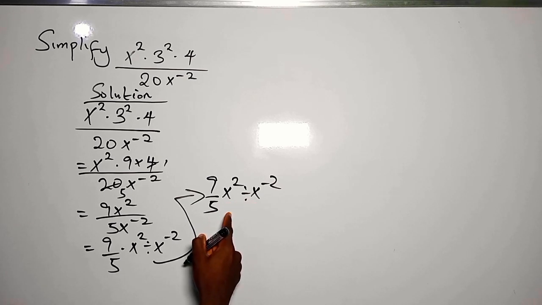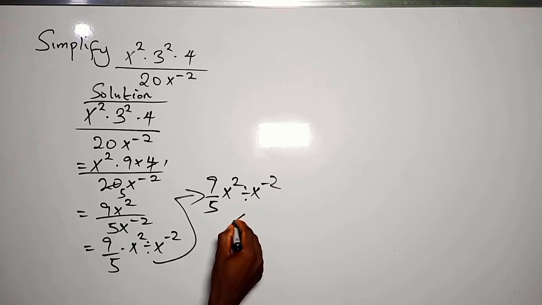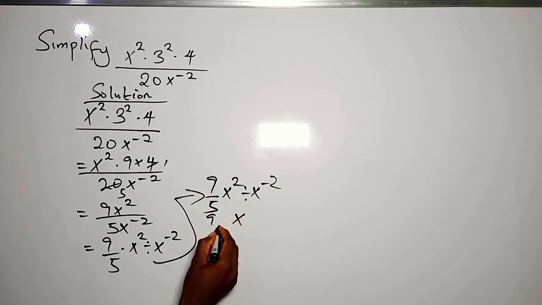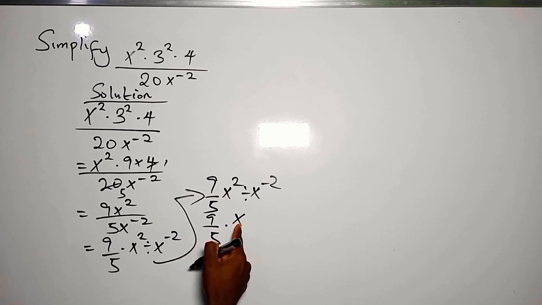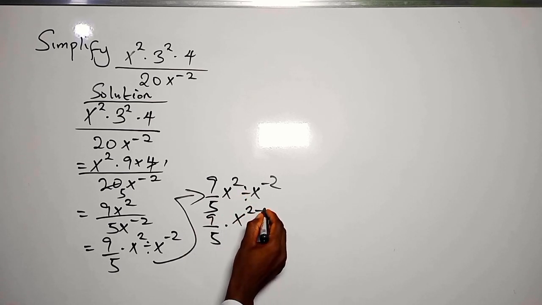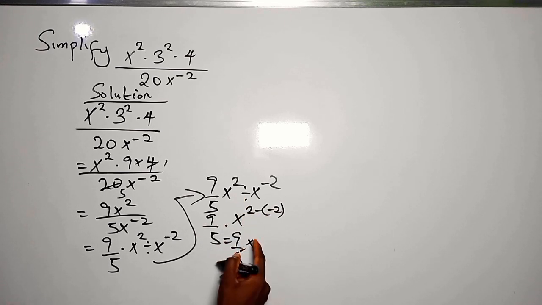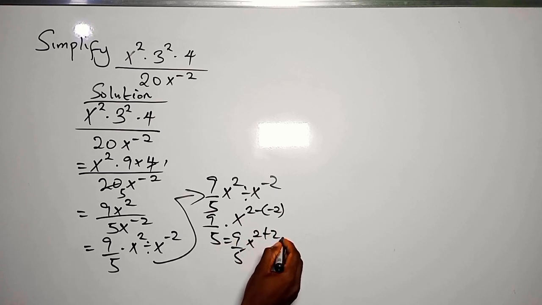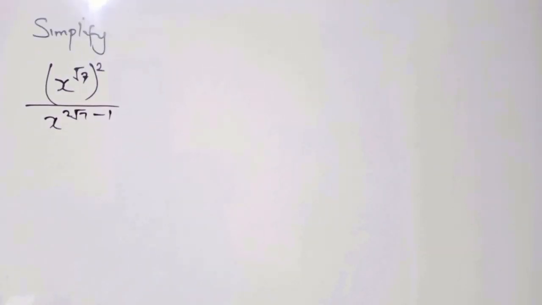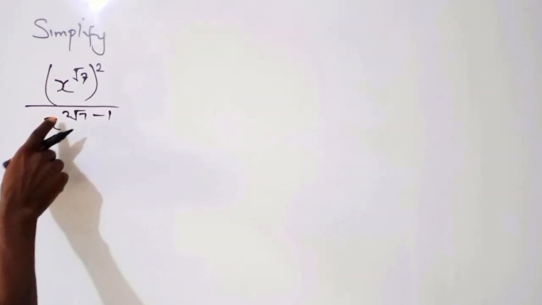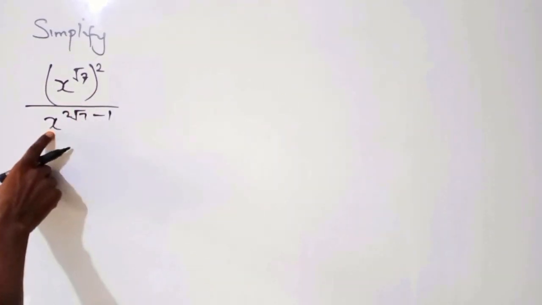So we can apply the law of indices. Dividing the same base, we take out one and subtract the power. Don't forget we have 9 over 5 times x to the power 2 minus minus 2, so this is 2 plus 2. So we have 9 over 5 x to the power 4. Thank you very much.